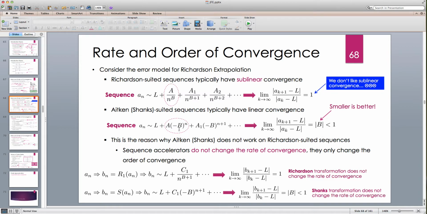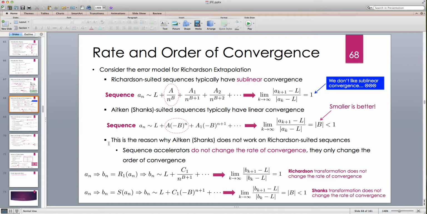So this error model b to the n has a faster convergence compared to 1 over n to the b, for example, because the rate of convergence here is b, which is less than 1. The rate of convergence here is exactly 1. All right?